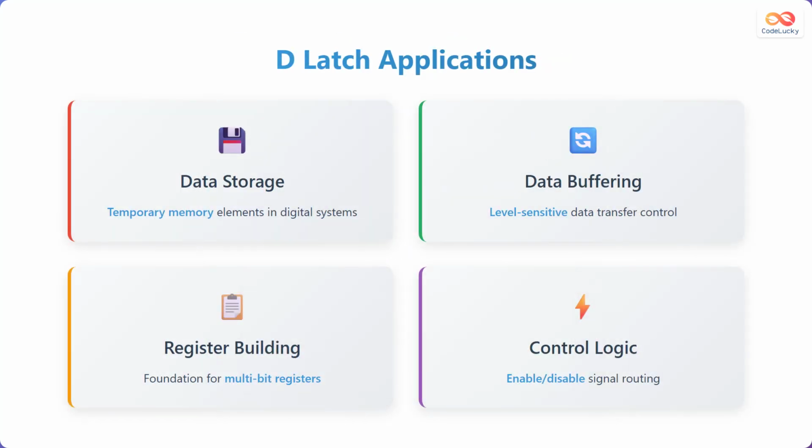D Latches have various applications in digital systems. They are used for data storage, acting as temporary memory elements. They are also used for data buffering, providing level-sensitive data transfer control. Furthermore, they serve as building blocks for multi-bit registers and are employed in control logic for enabling or disabling signal routing. These are some of the key applications of D Latches.